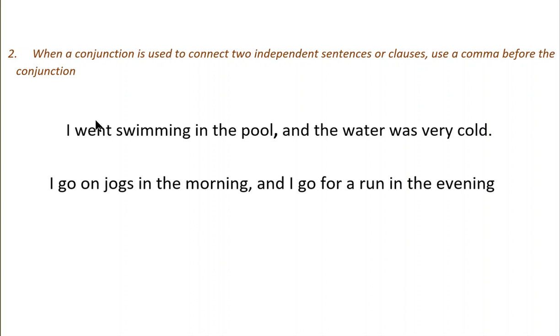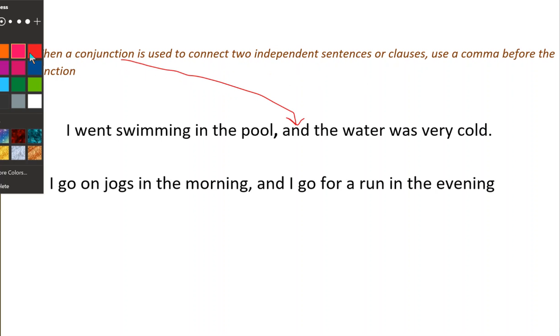So here we have a sentence: I went swimming in the pool, comma, and the water was very cold. So we have two separate ideas here. We have I went swimming in the pool, and then we have the water was very cold. They're connected, they're related, but they're very different ideas. They're their own ideas. And just to highlight the parts of the sentence, well, we have the conjunction used right here. The and is our conjunction to connect two sentences or clauses.